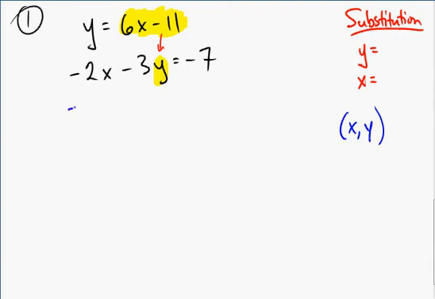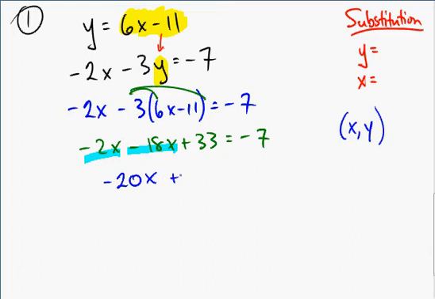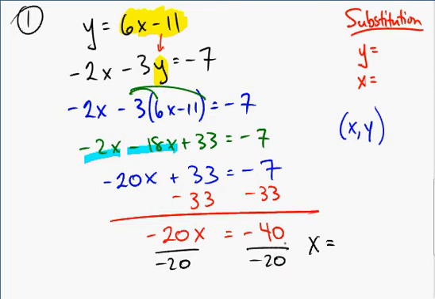All right. You should have written this. And then you solve this for x. Distribute. Negative 2x minus 18x plus 33 equals negative 7. Now we're solving this for x. You should probably combine like terms here. We're just trying to get the x by itself here. I'm going to subtract 33. I'm going to have negative 20 times x equals negative 40. And then the last step is to divide by negative 20. X would equal 2, right? That's this number.